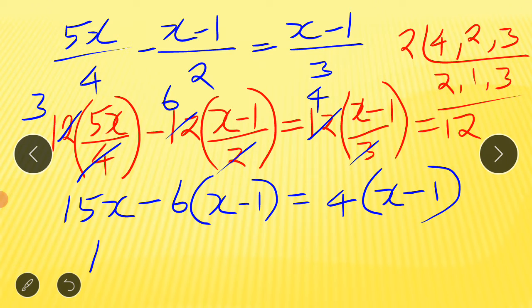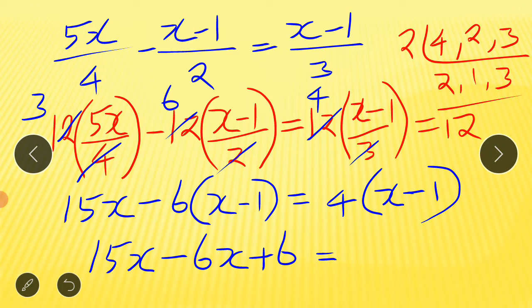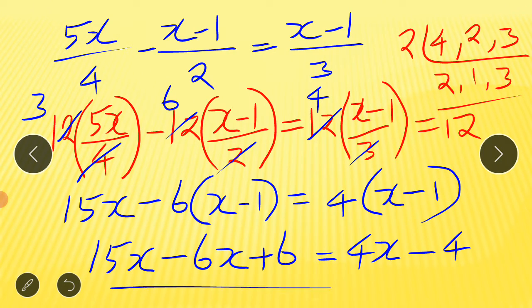Let's open the bracket now. 15x, now minus into plus: minus 6 into x, 6x. Then minus into minus, plus 6 into 1, 6. Here 4 into x, 4x, because plus into plus is plus, there won't be any changes. Then plus into minus, minus: 4 ones are 4. So now we receive the equation like this.